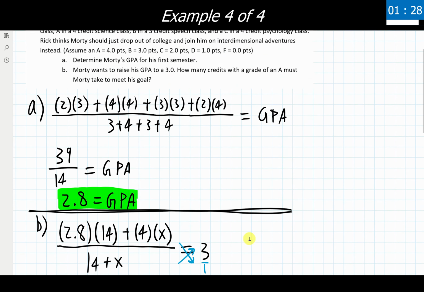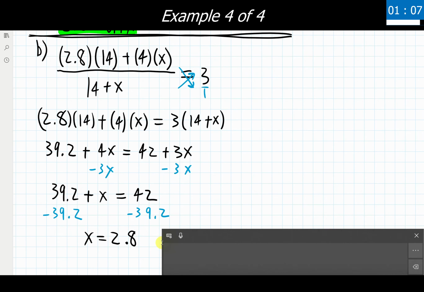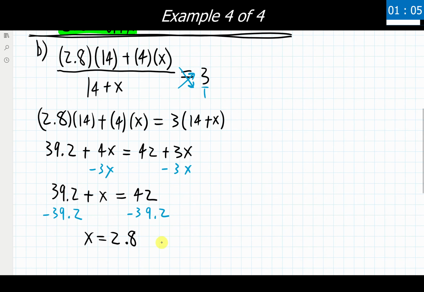However, in the context of the problem, we're asked how many credits with a grade of an A must he earn. I don't think we have, or at least I have not ever seen a class where we get a 0.8 credit load in there. So if we can't have decimals or parts of a credit as an answer here, we need to determine what is the nearest full credit amount that would work with this. So what's the nearest amount this is going to be?